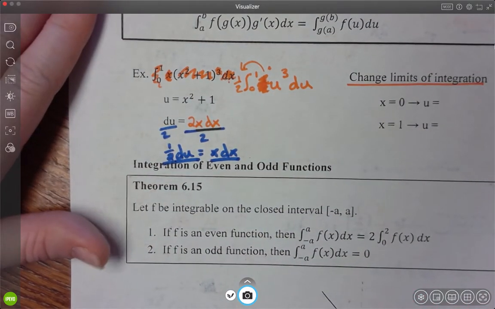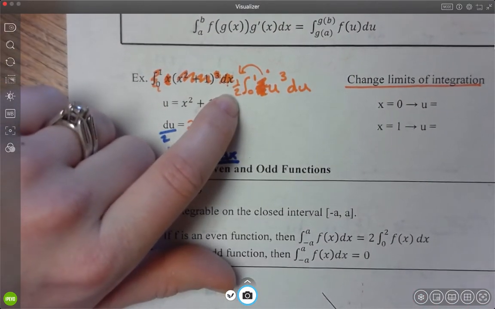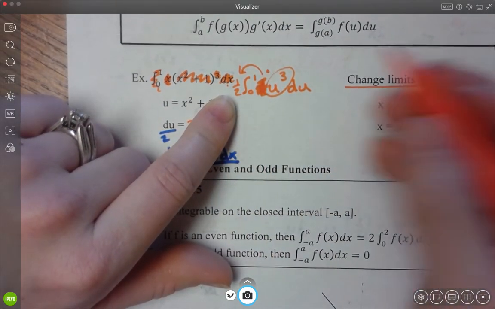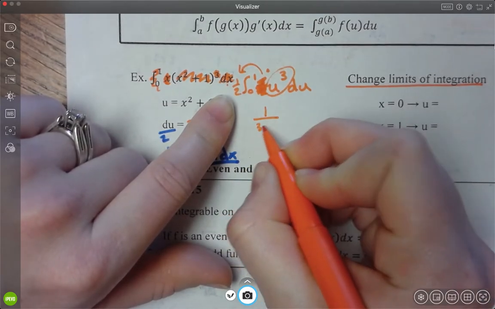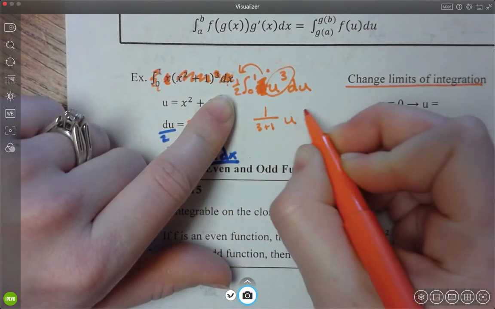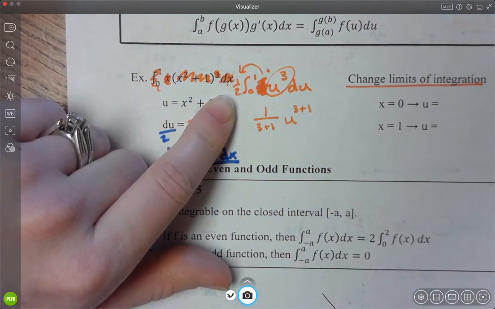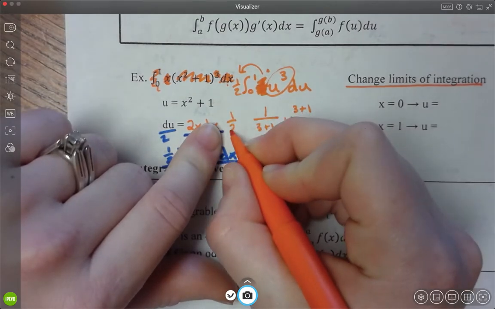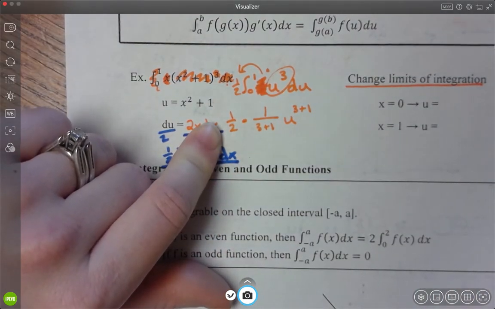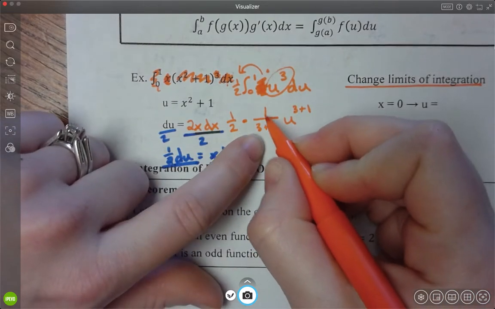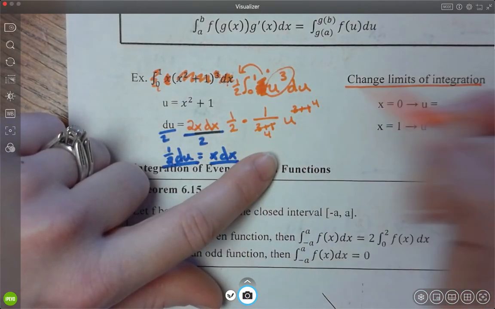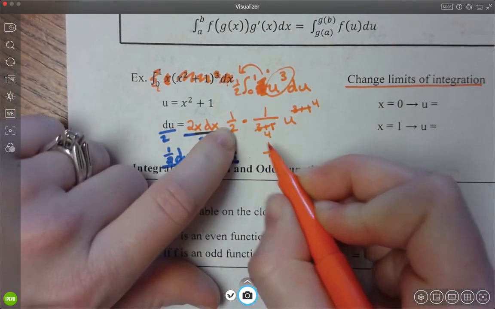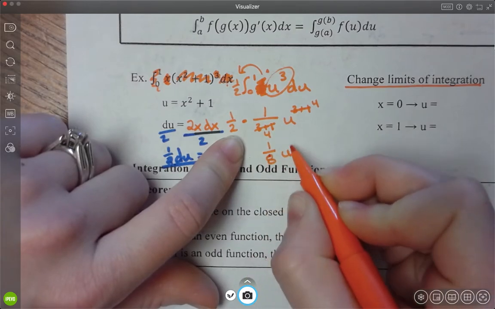That rule says that we can put that constant number out in front and it can just sit there for a while. So now I just have to worry about the u to the third power. So I'm going to do 1 over n plus 1 x to the n plus 1 power, or 1 over 3 plus 1 u to the 3 plus 1 power. That 1/2 is just going to sit out in front for a while. This makes 1/4 u to the 4th power, which all together is 1/2 times 1/4, which is 1/8 u to the 4th power.